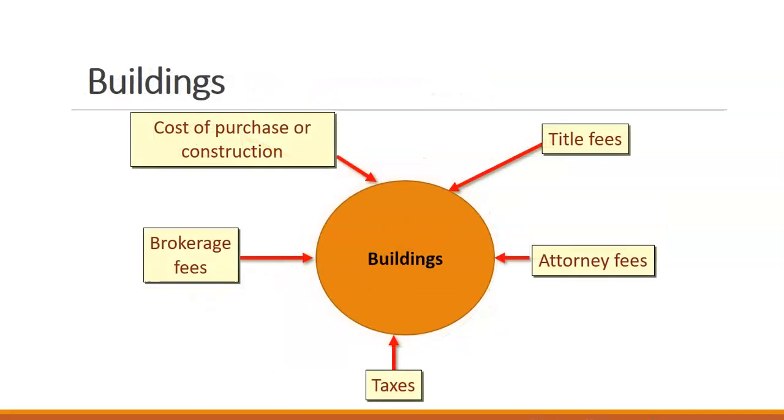For buildings, that includes the cost of purchase and or construction, any brokerage or titling fees that we would have to pay, attorney fees for the paperwork of purchasing real estate, and any taxes on that real estate.